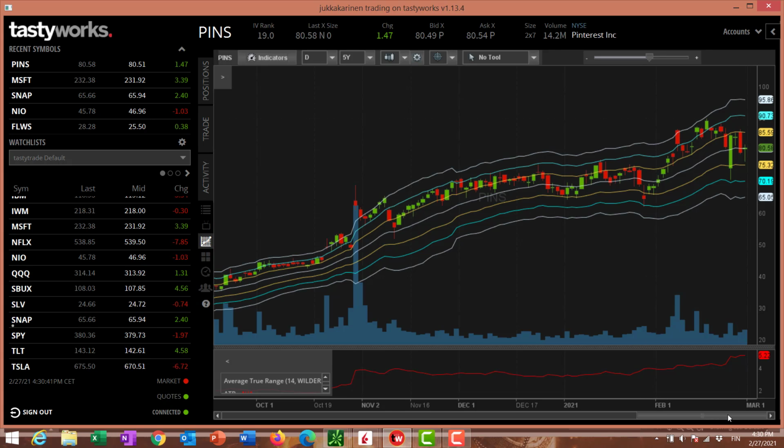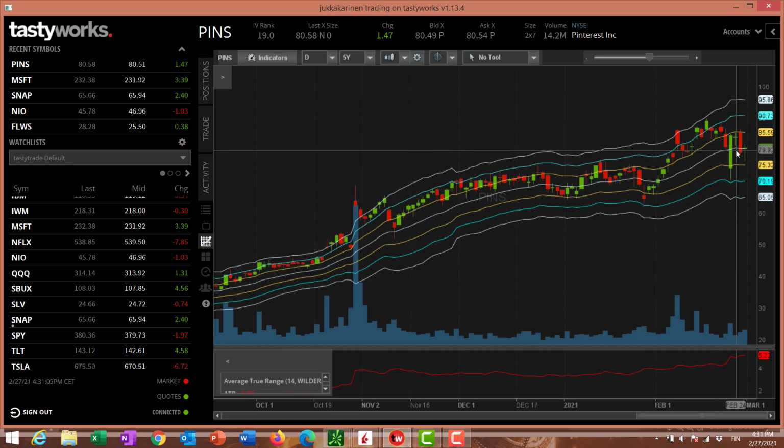even though the DMI is actually negative now, but it's negative because of these huge moves downwards. Pinterest still looks quite good. So that's how we can combine the average true range and moving averages and already create a rather simple trading system out of these two.